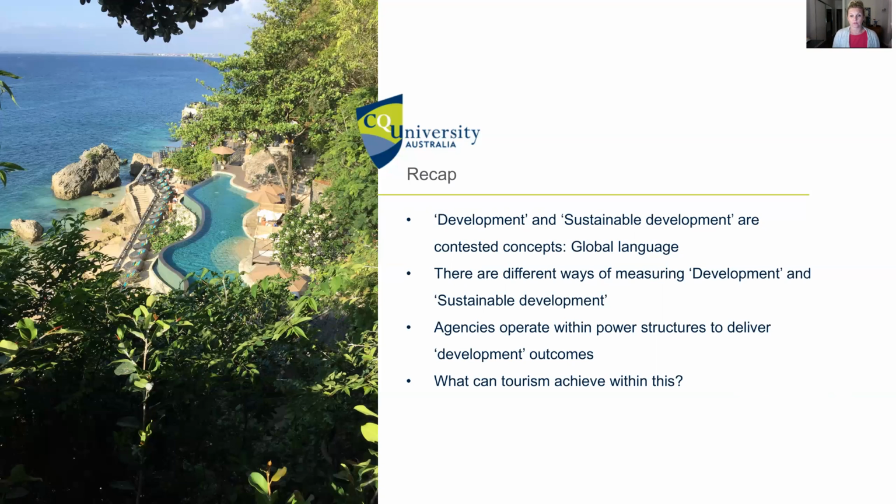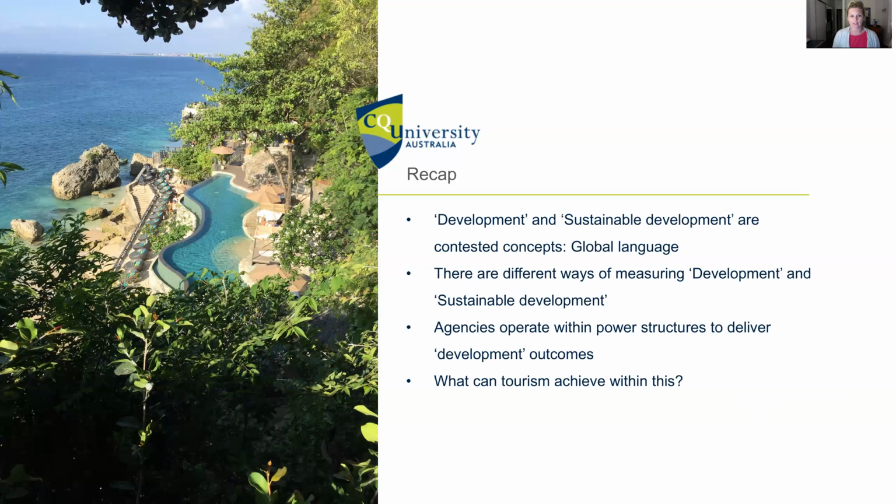There are different ways of measuring development and sustainable development, as I say, so different people think about it in different ways, and we discussed that already. And agencies operate within power structures to deliver development outcomes. As we discussed in the previous lecture, agencies at a local level, right through to communities and tourists, even groups of tourism wholesalers, right through to international development agencies, all have power structures they work within to deliver some form of development outcome, but not always the same thing.